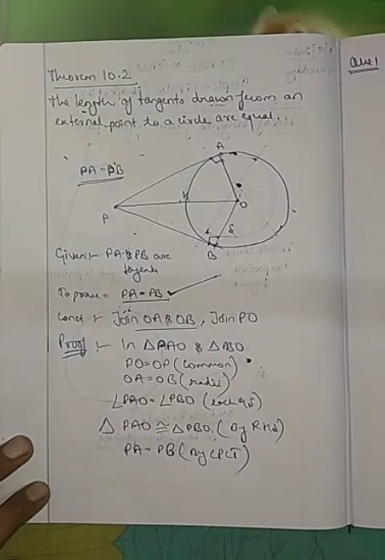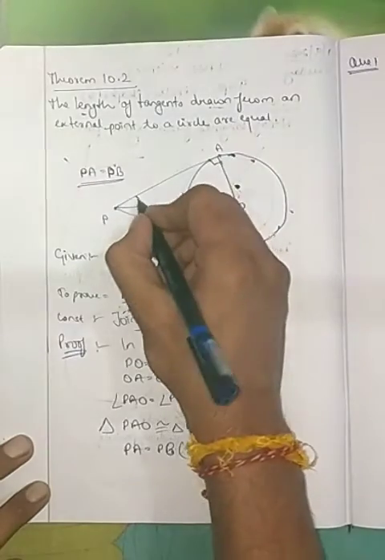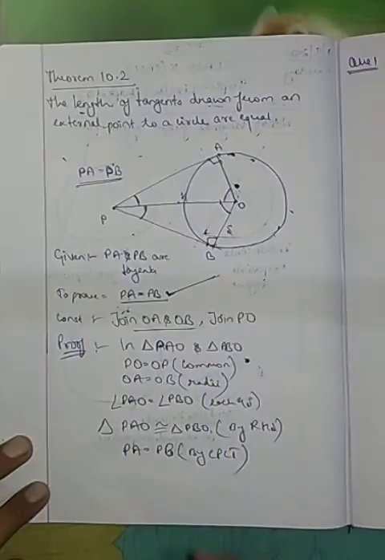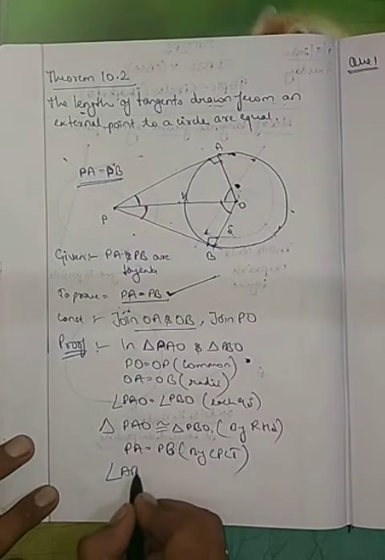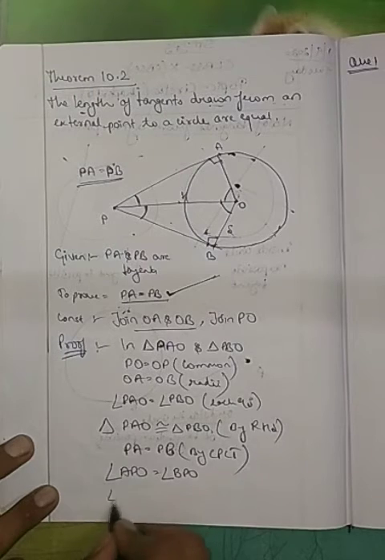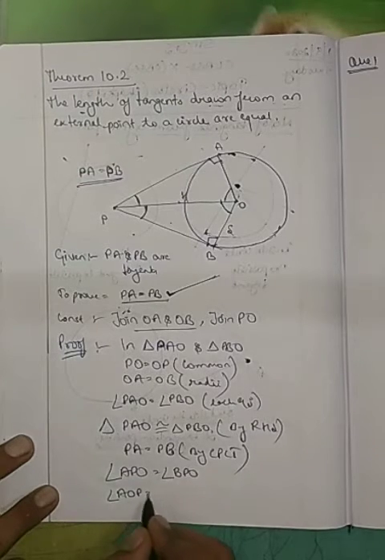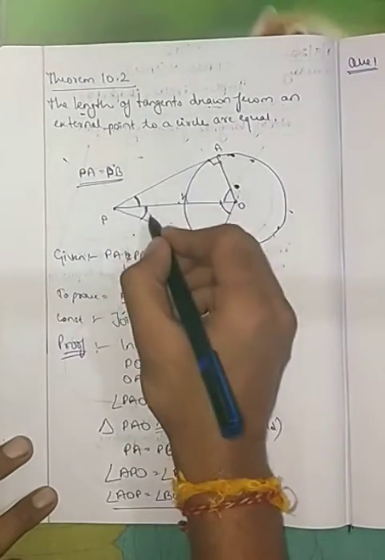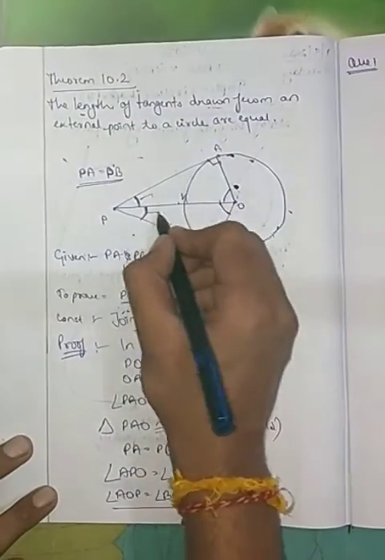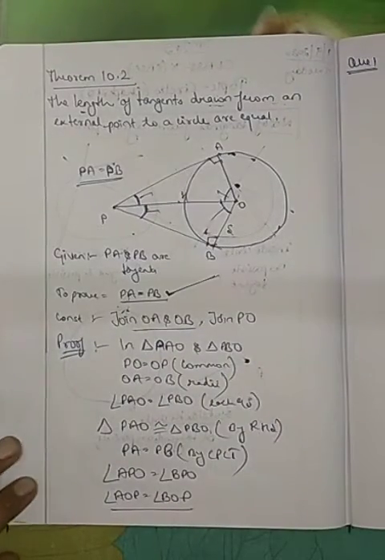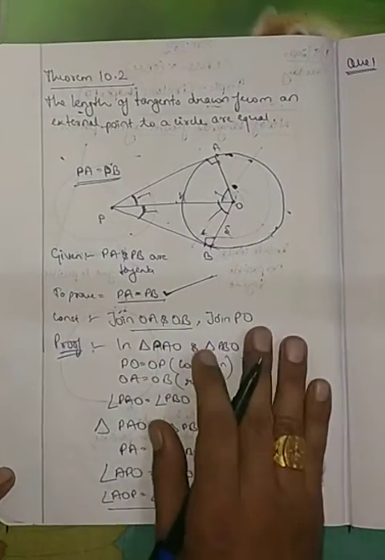From this theorem we get another result, that these two angles will also be equal and these two angles will also be equal. Means angle APO is equal to angle BPO and angle AOP is equal to angle BOP. So in the MCQ part we can directly use that these two angles are equal and these two angles are also equal. So this was your theorem 10.2.